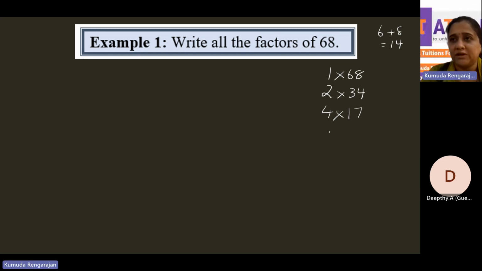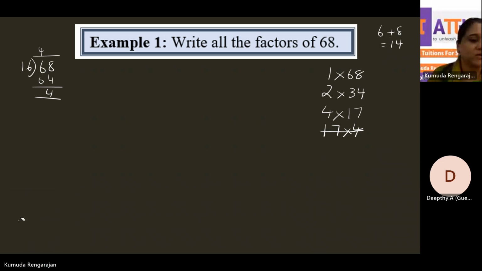So 14, no, 15, no, 16, no, you should divide. See, if you know the tables, you can say quickly. Otherwise, you have to divide. 68 divided by 16: 16 4s are 64 and 4 is a remainder. So that means 68 is not divisible by 16 because when you divide the remainder is 4. It's not exactly divisible. So then finally it will be 17 4s are 68. So you can stop here.